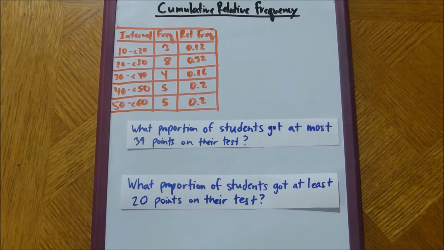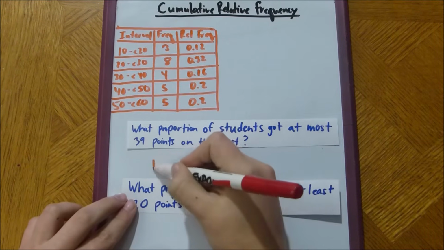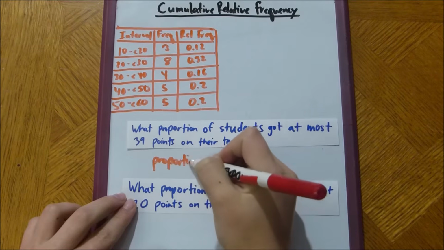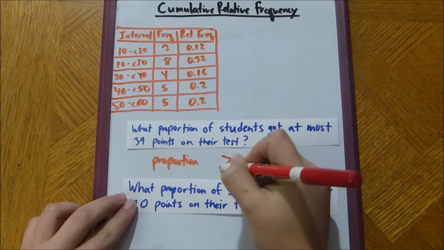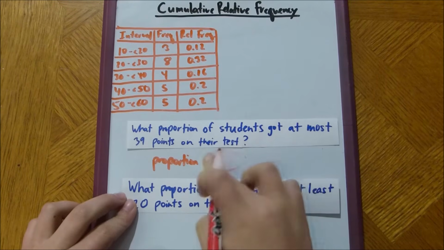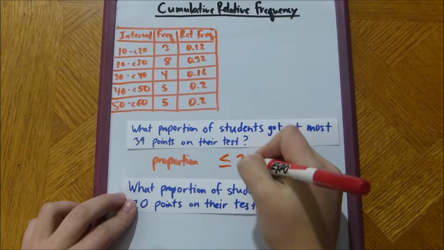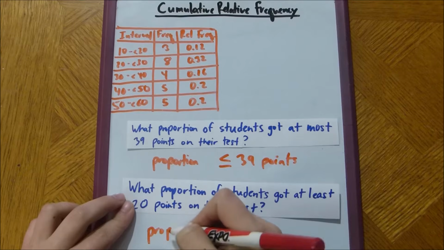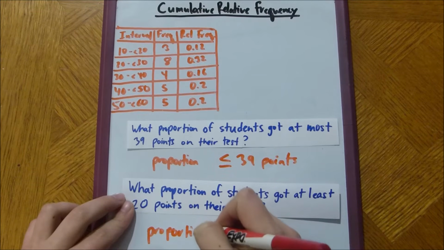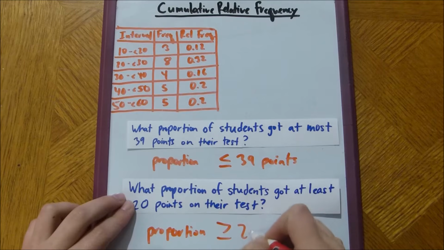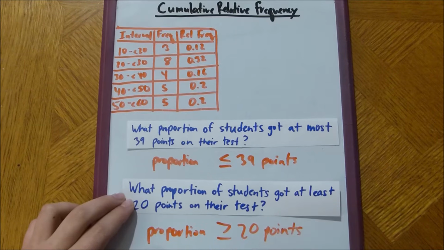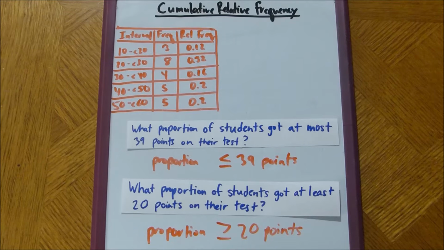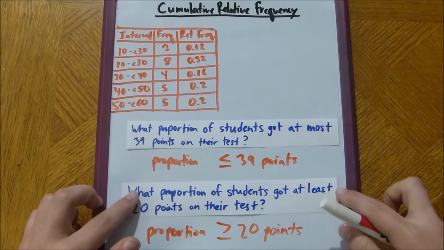So they're asking two different things, so it's very important to acknowledge this distinction, right? This is asking for the proportion that they got less than or equal to 39 points. And this one is asking the proportion that they got at least, so greater than or equal to 20 points, right? And this distinction will really help you find your answer, because if you don't know what you're looking for, how can you find it?